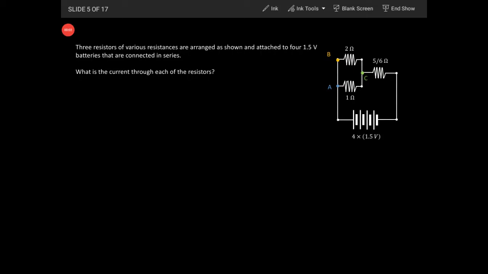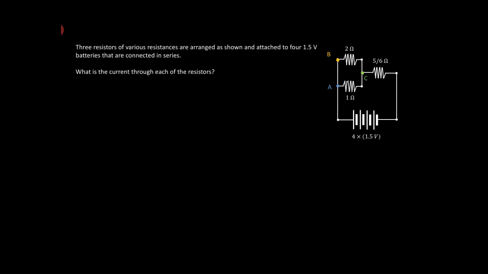All right, so let's try something new. What I'm going to do is attach this battery pack, which has four 1.5 volt batteries in it, to this circuit. I want to figure out the current through all of the resistors, just to make my life difficult. So, what are we going to do?